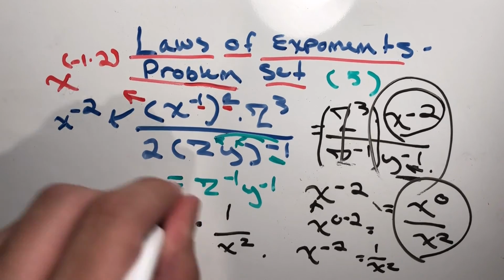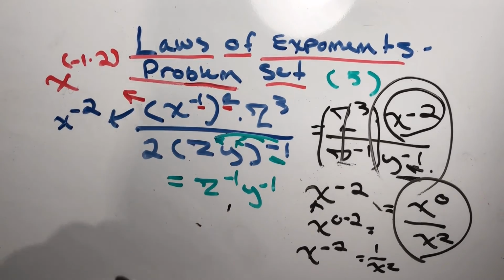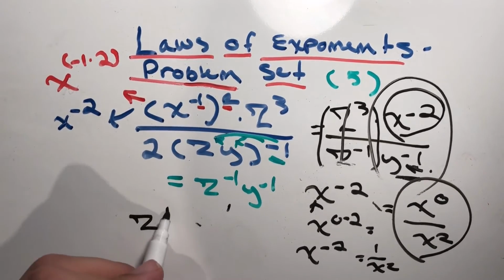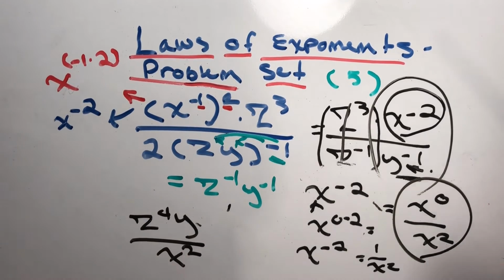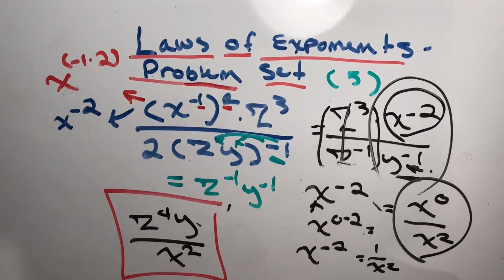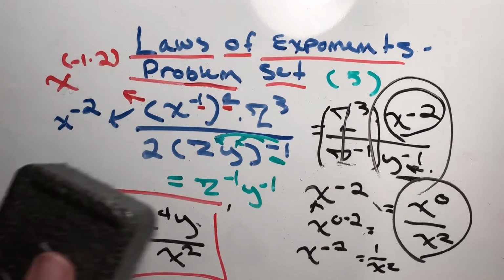I'm just going to rewrite this as z to the fourth y over x squared. So that's our final answer. And it's quite nice how this problem cleans up. It's just a couple of exponential manipulations using the laws here. Great. Okay, that's problem 2. Now we just have 3 more left to go, and then we're done.